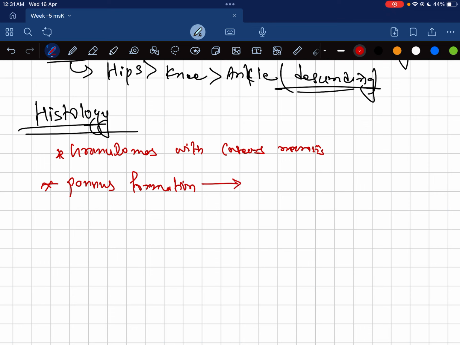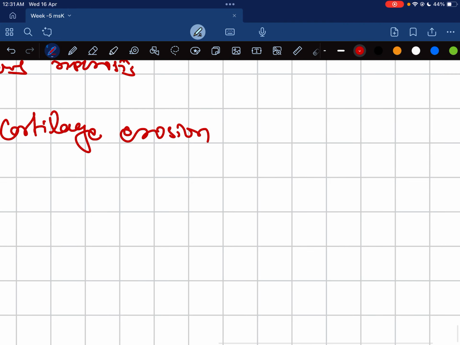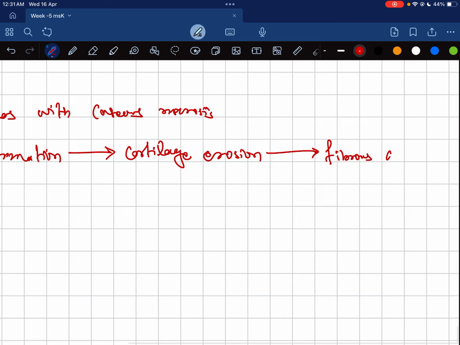This is called pannus formation, and pannus formation leads to cartilage erosion, and that cartilage erosion leads to fibrosis and ankylosis.